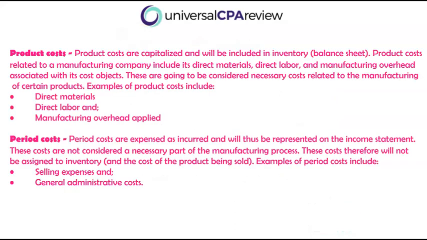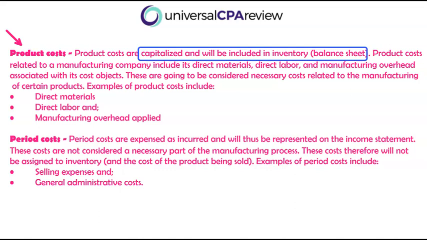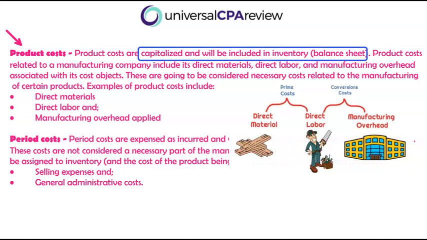Okay, so the major difference between product cost versus period cost is ultimately going to come down to how costs are treated in the financial statements. Product costs are always going to be capitalized and included in inventory, aka the balance sheet. Beyond that, what you need to understand about product costs is that this is going to include 3 items: direct materials, direct labor, and manufacturing overhead that is associated with the cost object, also known as manufacturing overhead applied. These are considered the necessary costs related to manufacturing those certain products.